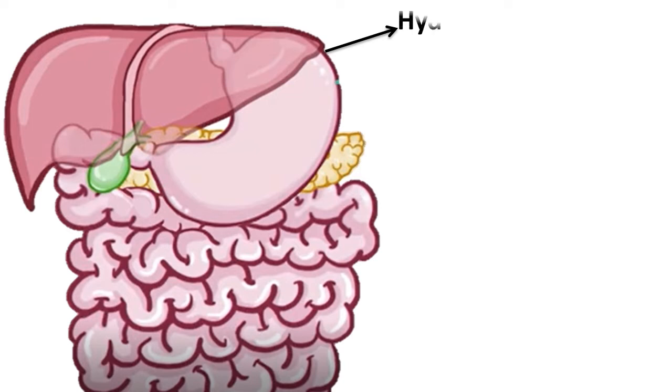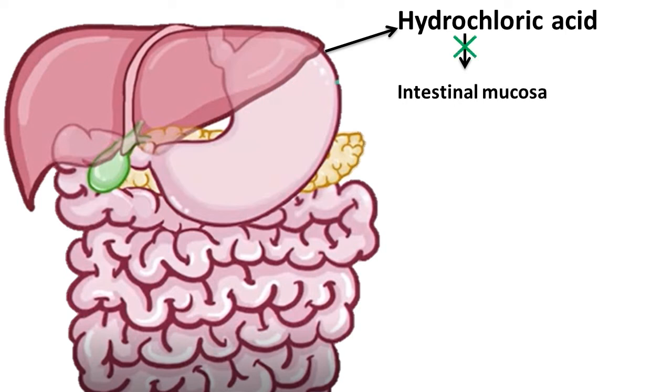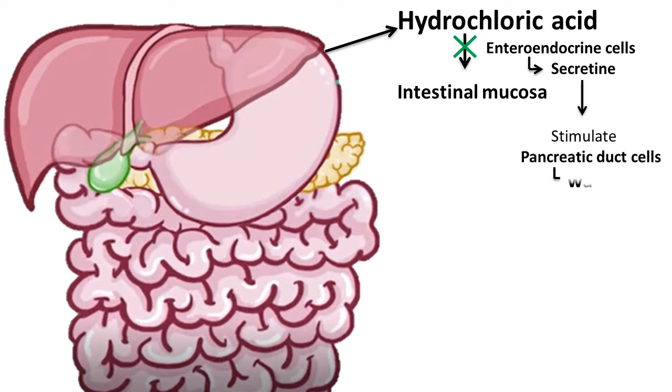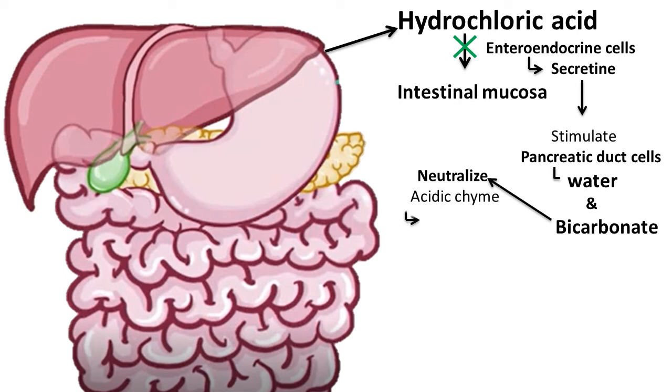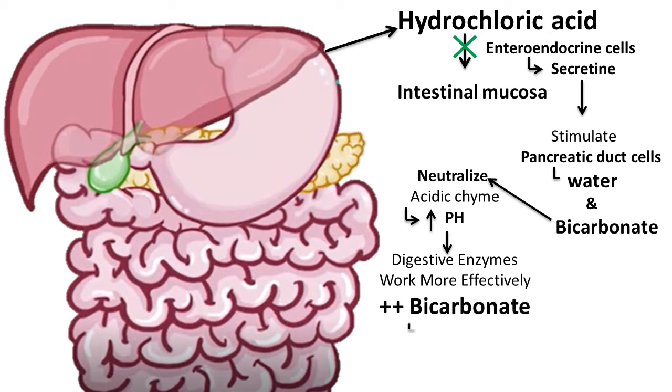Now, to protect the gastric and intestinal mucosa from the effect of hydrochloric acid, the enteroendocrine cells secrete a hormone known as secretin. It stimulates the pancreatic duct cells, which in turn secrete water and bicarbonate. Bicarbonate neutralizes the acidic chyme by increasing the pH of the chyme. So, in the alkaline chyme, the digestive enzymes work more effectively.